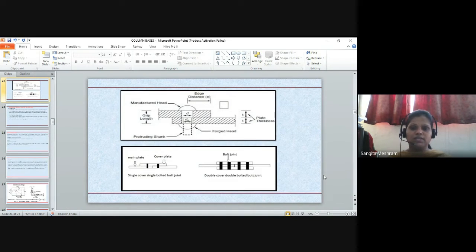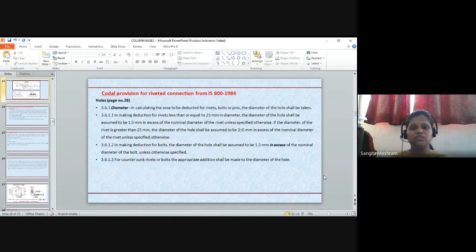And this is the section which is related with the connection, bolt connection. We are providing the rivet or bolt, so it will have manufactured head, then the vertical portion, vertical member, that is nothing but shank. There are two components, head and shank. These are the diagrams which are related to the single cover bolted, double cover bolted joint.